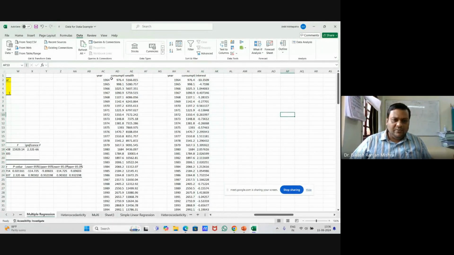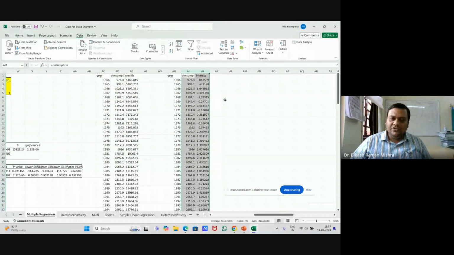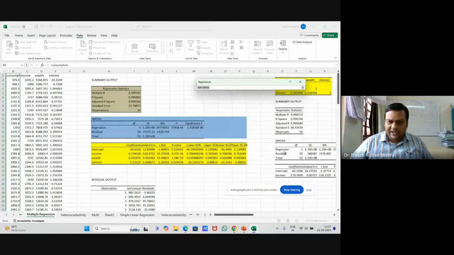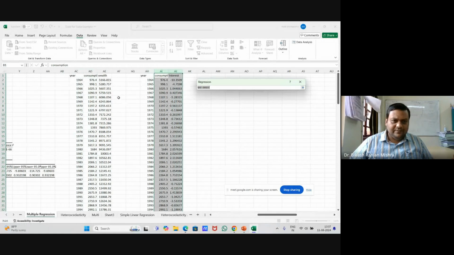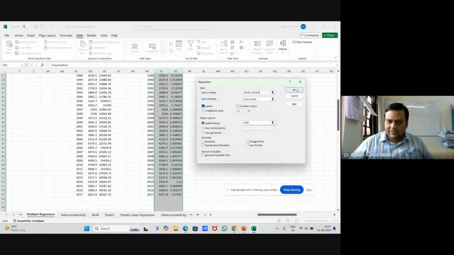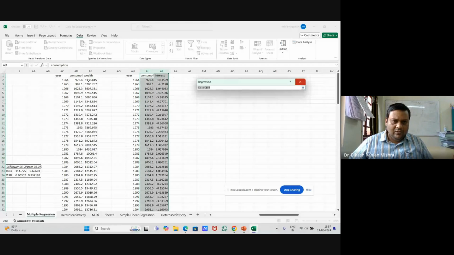Are you getting my point? My point is that consumption and income is one simple regression. Second is consumption to wealth. Third is consumption to interest. I need to find out three simple regression results one after another. That is my objective, so that I can find out my VIF. So go to data analysis, go to regression. If you click OK over here, it asks me the input range. Now the inputs are here. This is the consumption, which is the input range. The output range will be, similarly, for wealth now.